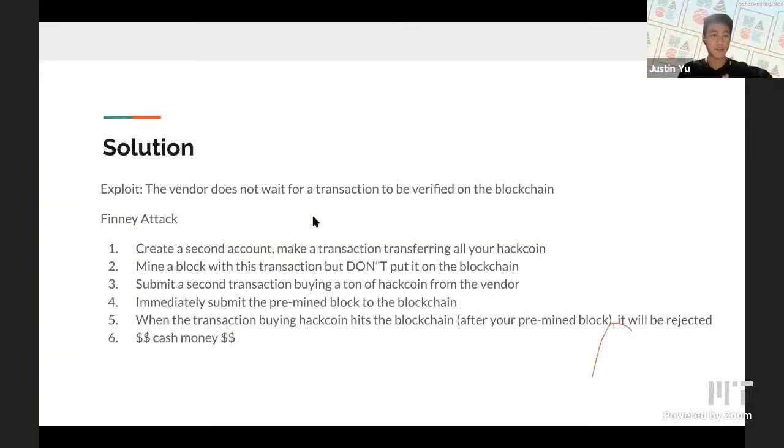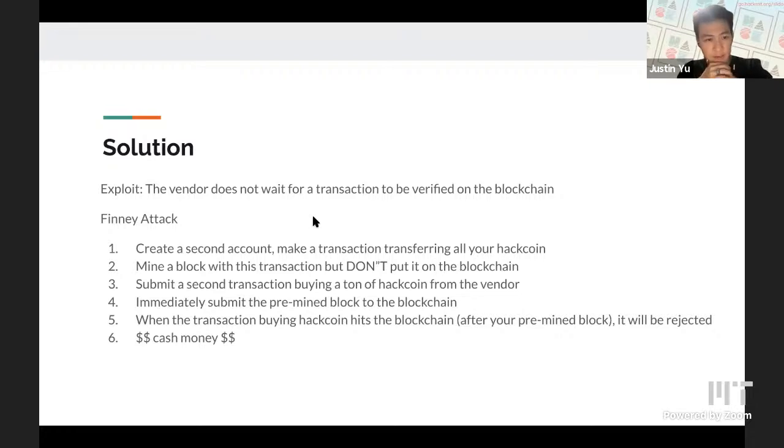The solution is called Affinity Attack. If you're familiar with blockchain exploits, Affinity Attack is one of the most well-known blockchain attacks out there. And that's why most cryptocurrencies encourage vendors to wait until the transaction is at least 1 or 2 blocks deep on the blockchain before you actually send the money. And this is for this specific reason.